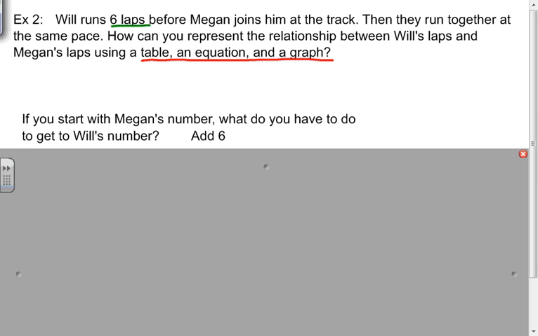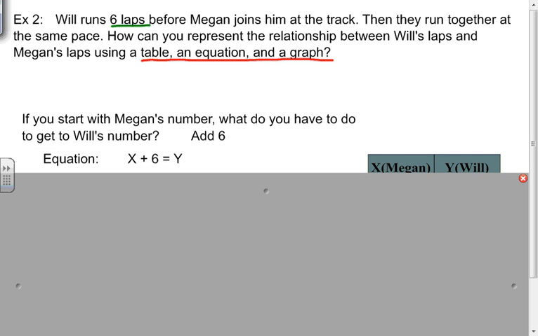If you start with Megan's number, what do you have to do to get to Will's number? Well, since Will has already done 6, that means that whatever Megan does, add 6 to that, and that's how many Will has done, because Will started 6 ahead of time. We can turn that into an equation. X is going to be Megan's number. Y is going to be Will's number. Okay? So if you take Megan's number and you add 6 to it, you get however many Will has done.